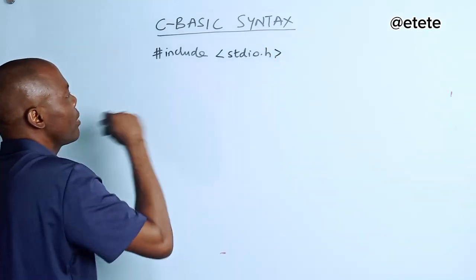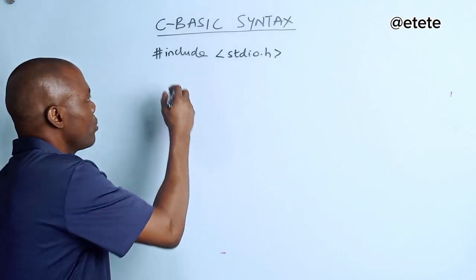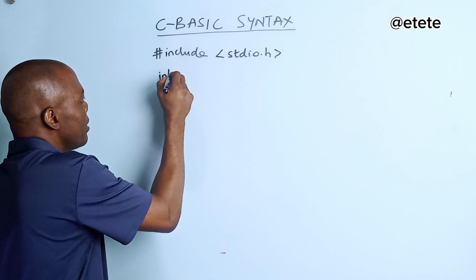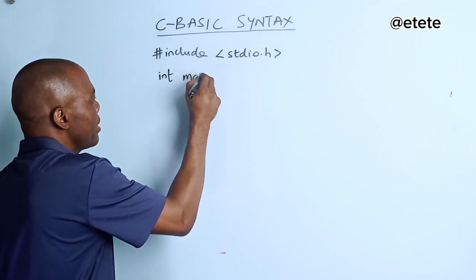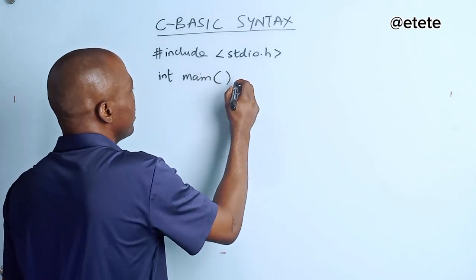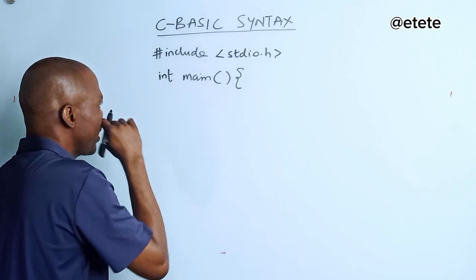Then after this one, I'm going to write my main method, which is the main function. Now that main function is going to have a data type, which I'm going to explain to you. Then I have main is a function, right? Then I can come here and put my curly bracket, or I can put the curly bracket here.